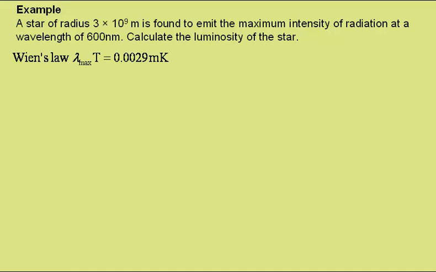Well, first, using Wien's law, lambda max T equals 0.0029 meters Kelvin, rearranging, we get that temperature T in Kelvin is equal to 0.0029 over the wavelength at the maximum intensity. This gives us 0.0029 over 600 times 10 to the minus 9 meters for the wavelength. Don't forget this must be in SI units of meters. This gives a figure of 4833 Kelvin, about 4800 Kelvin.